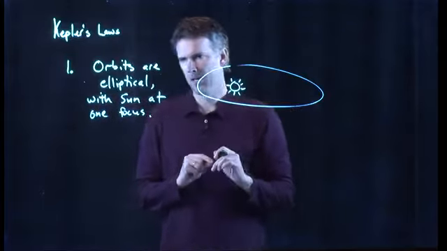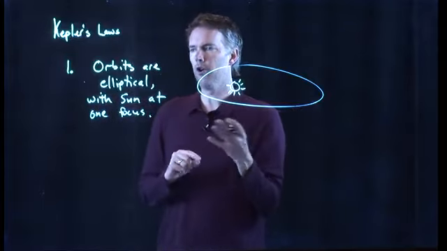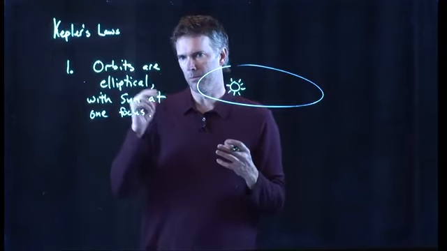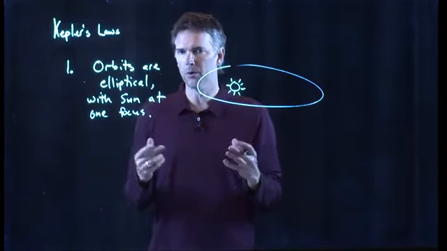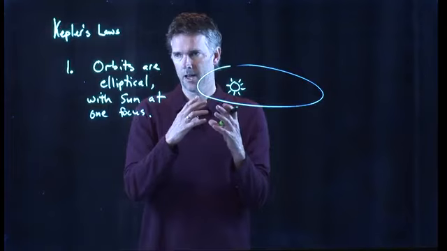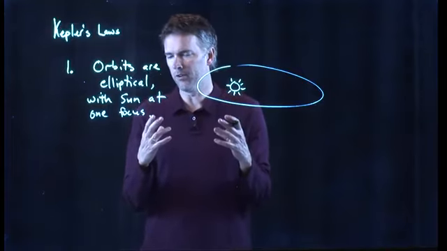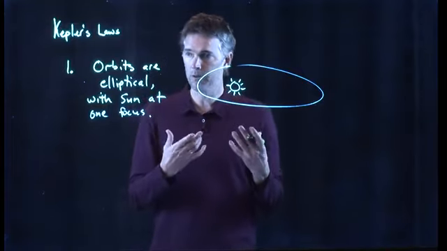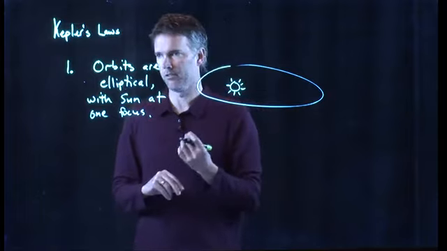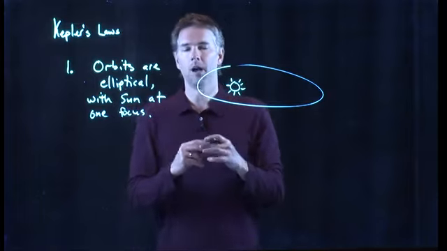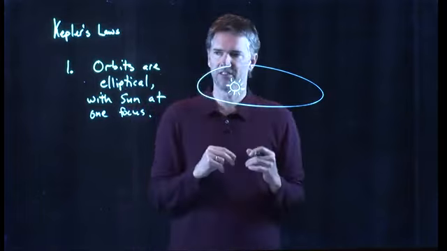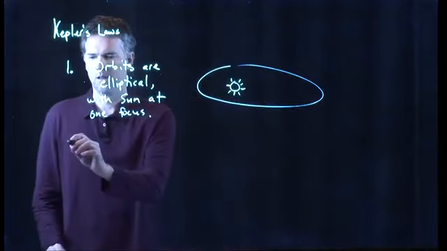All right. This is a big step because earlier Tycho Brahe and other people thought that they were circular orbits. And the reason they thought they were circular orbits is because when you look at the orbit of the Earth around the sun, it is nearly circular. Okay? But other planets have much more eccentric orbits.